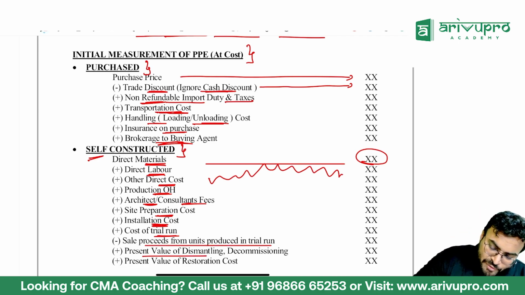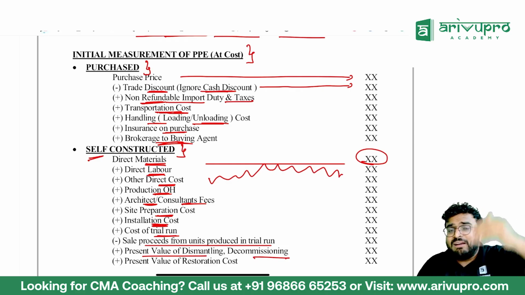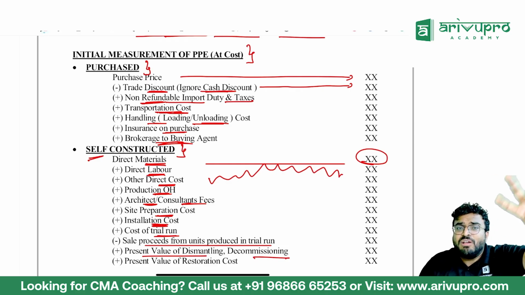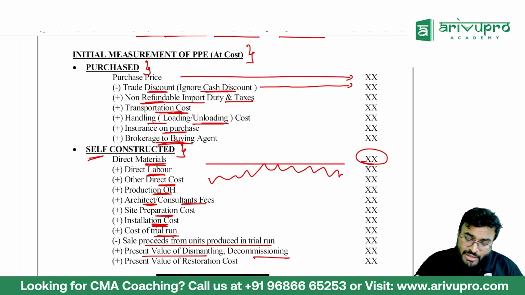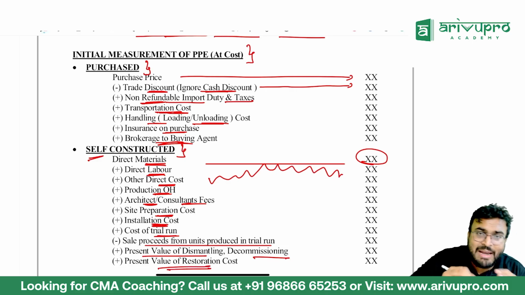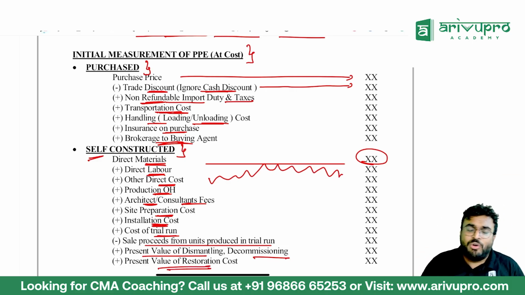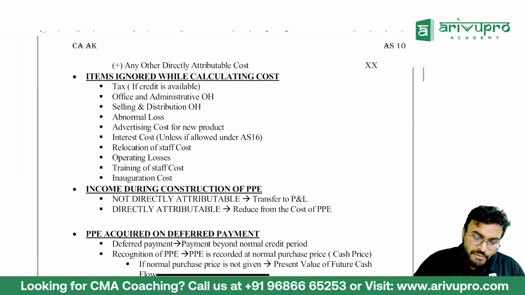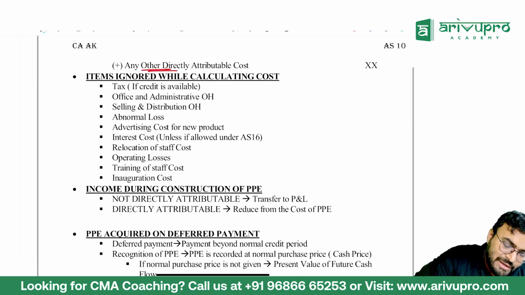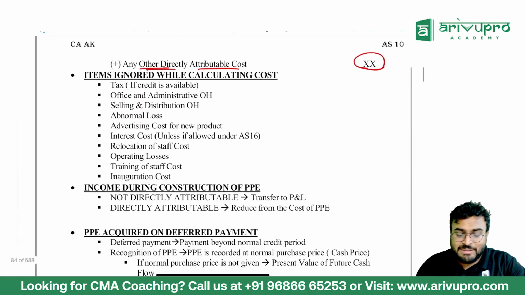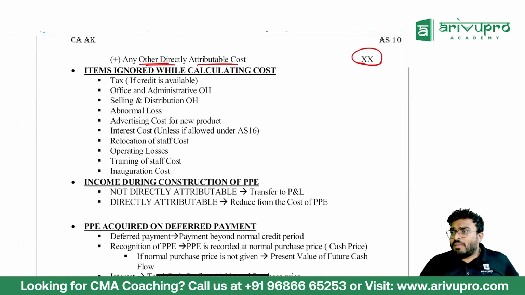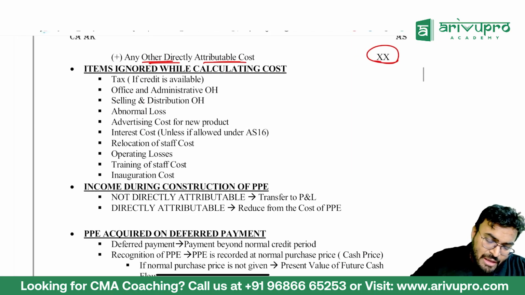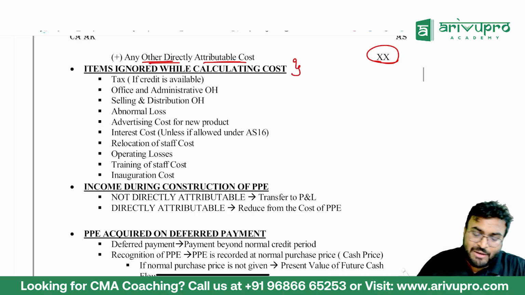Plus present value of dismantling and decommissioning. 10 years later, I have to dismantle the machine. So today I will take the present value of that. 10 years later, I have to make the land proper and I have to give it back to the owner. That also will be taken as the cost of the PPE. Finally, any other directly attributable cost, that will also be considered as the cost of the PPE. Is that clear?